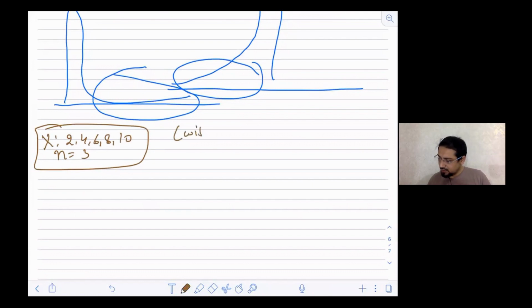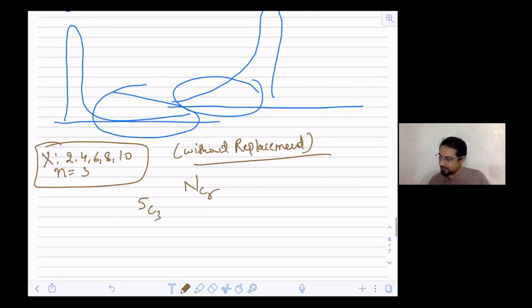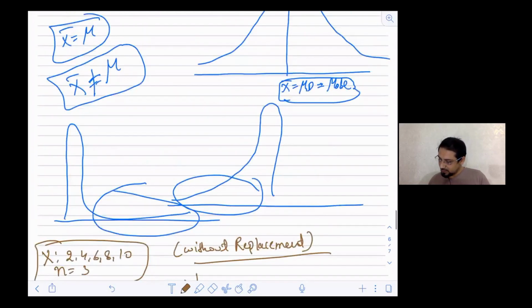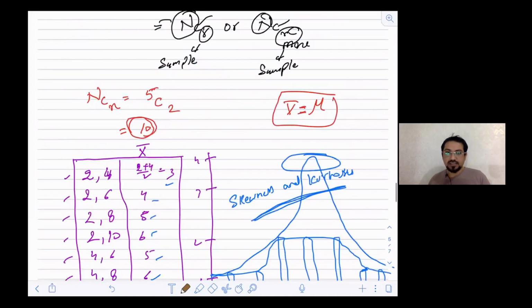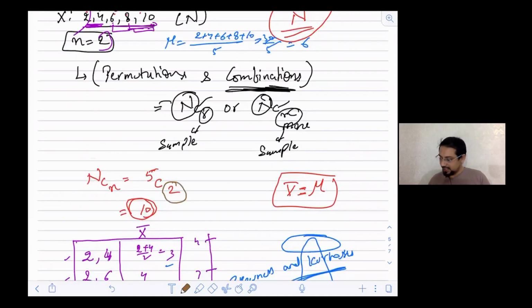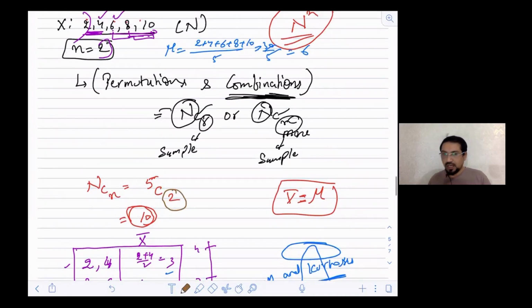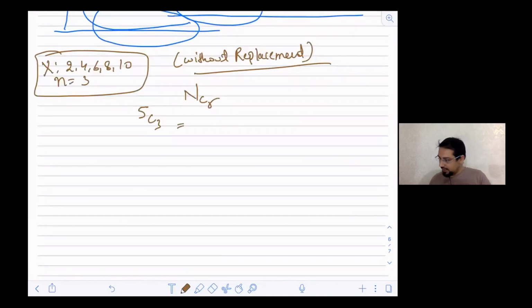Again, let me write down without replacement. So the formula would be NCR, okay? NCR, which means that N is 5, C, but here the sample size is 3, not 2, because in the previous question it was NC2. But in this question it is actually 3. But when you apply the formula, let me see what the answer is.